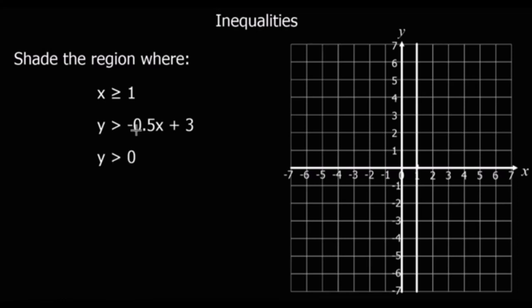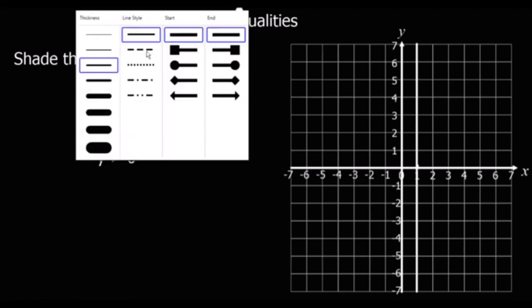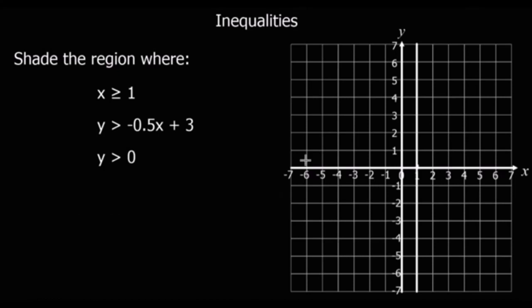Y is bigger than 0. I'm going to draw a dotted line for that one. Y is bigger than 0. This is 0 here. It's going to be hard to see it.